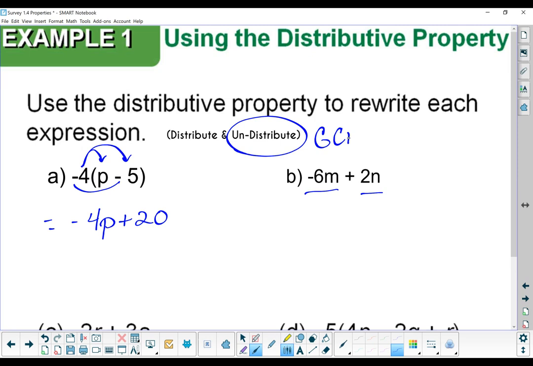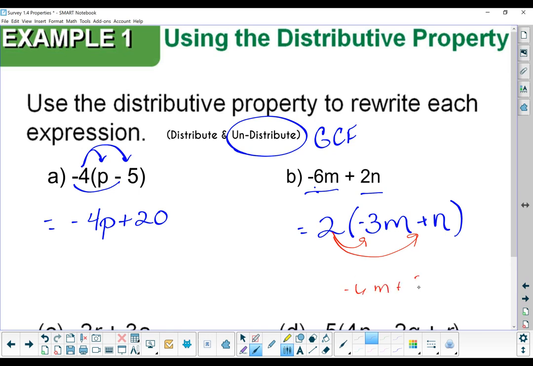Basically, I kind of think of undistributing as finding that GCF, that common factor. So when I look at -6 and 2, I could pull a common 2 from them. I could also pull a -2. We'll maybe do both ways. So I'm going to pull a 2 out front. And that would say that I would need -3m to make back to -6m when I multiply. And I would need a positive n or +1n to get to 2n. Now, just double check, do a quick sweep in your head, distribute that through, and I would get -6m plus 2n. And that's exactly what we had.